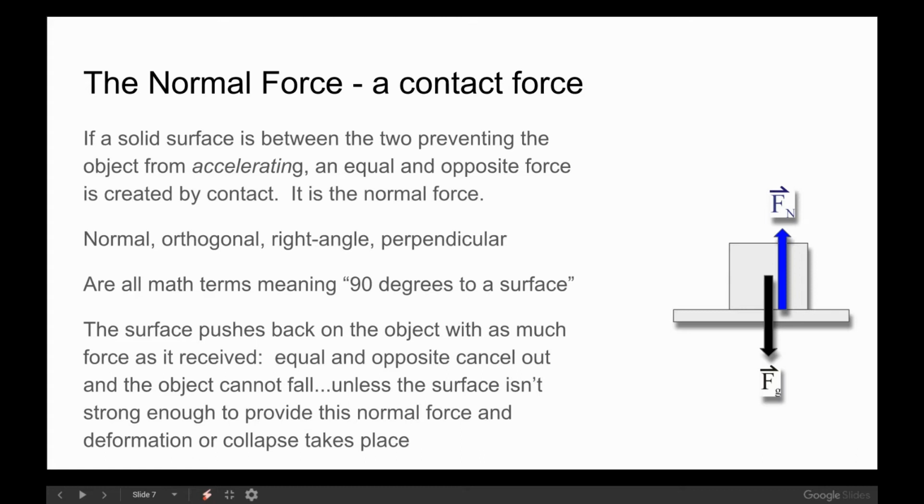The surface pushes back on the object with as much force as it received. Equal and opposite cancel out, and the object cannot fall unless the surface is not strong enough to provide this normal force, and deformation or collapse takes place. So the normal force is equal and opposite to the force of gravity, a Newton's third law situation.